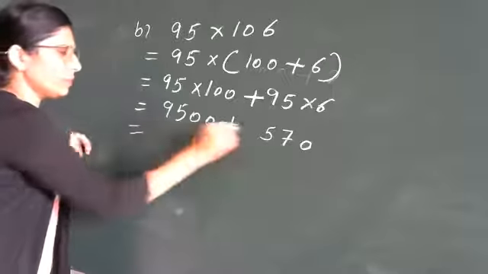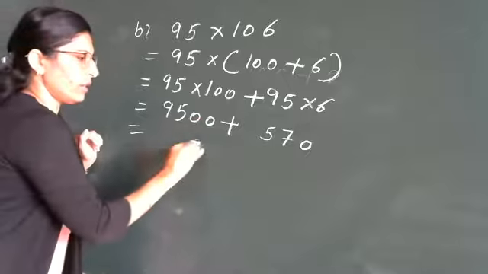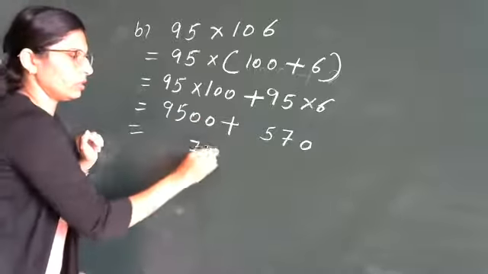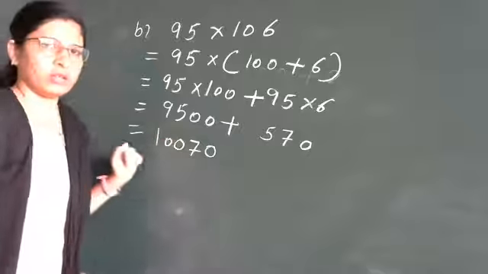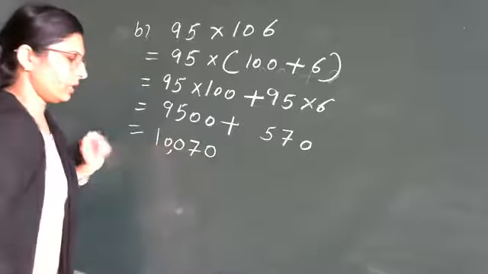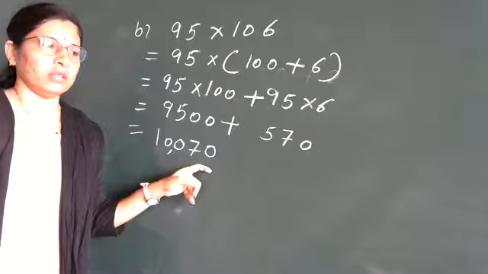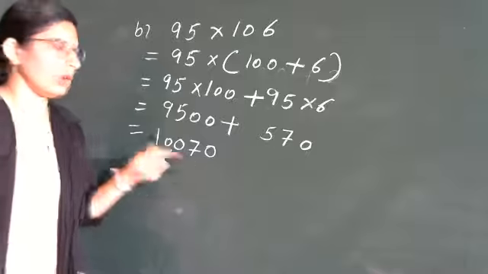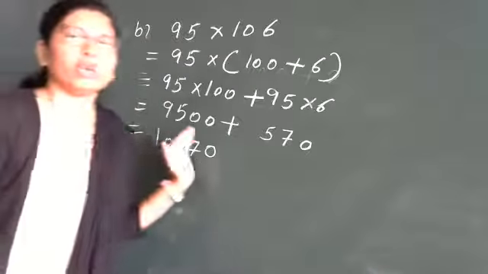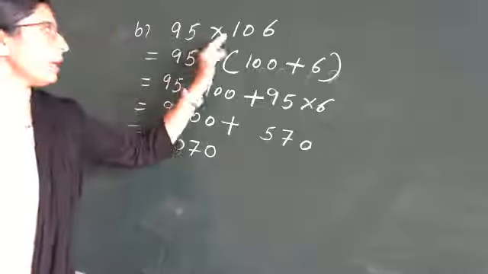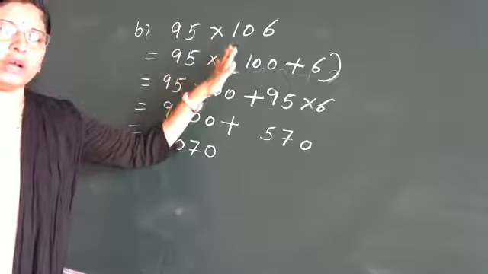Okay, now next. 9500 plus 570 is 10,070. Correct now? Yes, ma'am. So like this we can use the distributive property and we can solve the example. Understood this? How we can solve?